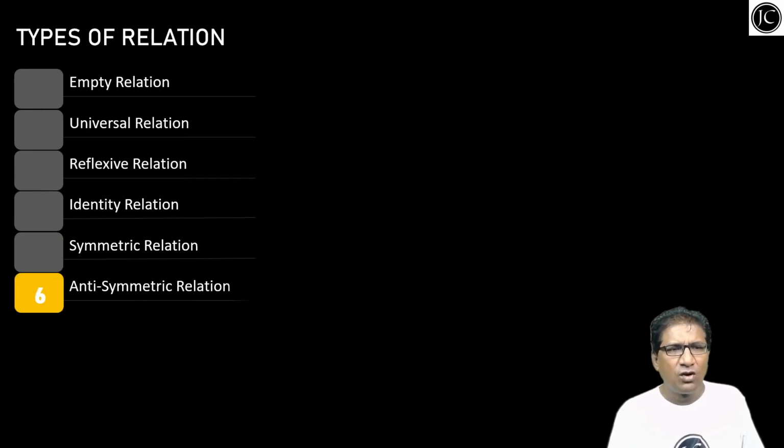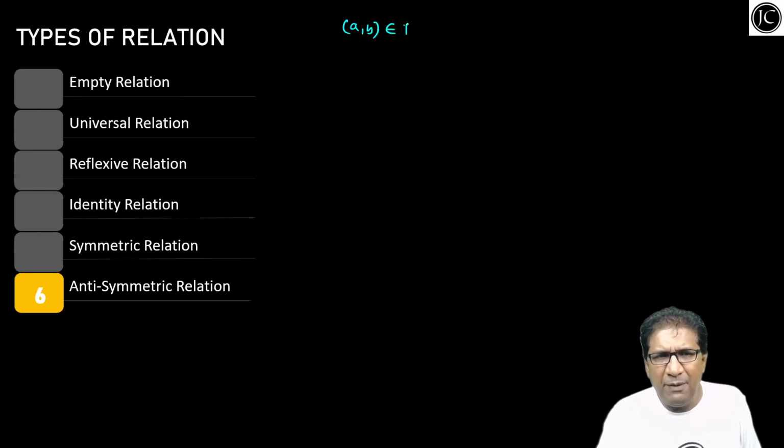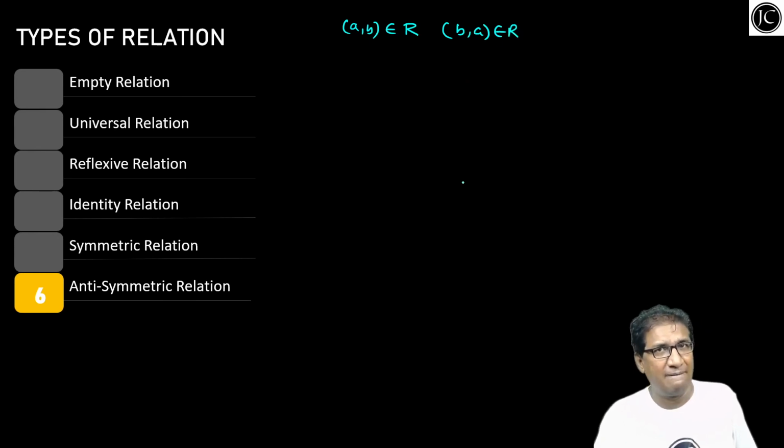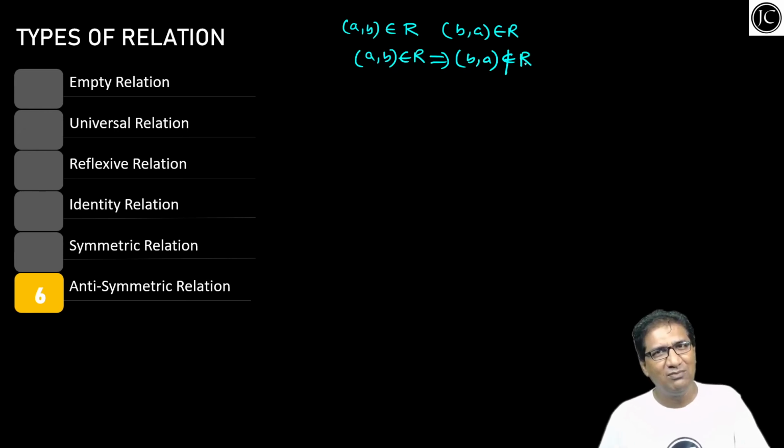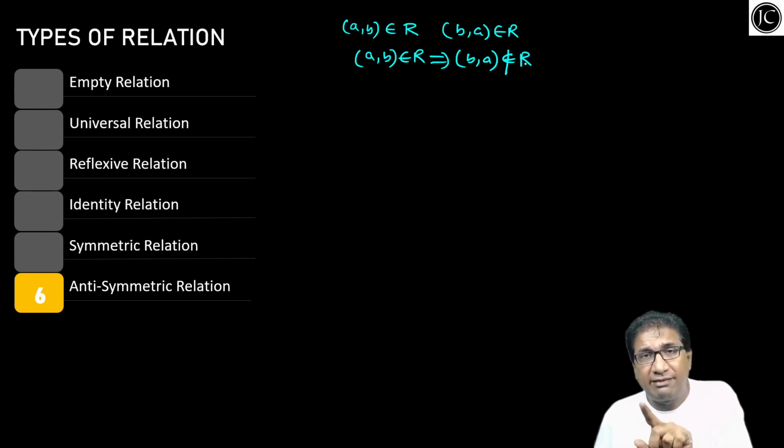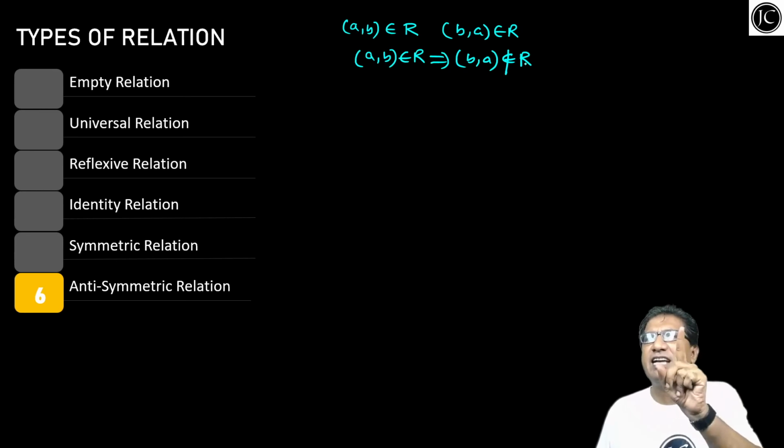The next one is called anti-symmetric relation. What did symmetric relation say? If (a, b) is in R, then (b, a) also has to be in R, only then it will be symmetric. But anti-symmetric says if (a, b) is in R, that implies (b, a) should not belong to R. Is it clear? What is an anti-symmetric relation? If (a, b) is in the relation, then (b, a) will never be in that relation, only then it will be an anti-symmetric relation.